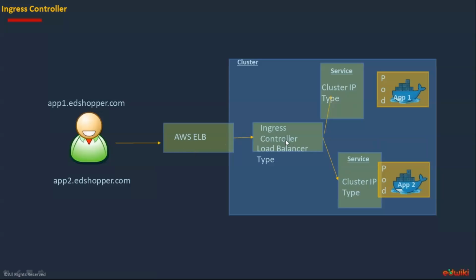The ingress controller is actually doing two things. One, it will take care of deploying a load balancer type of service to integrate with the AWS load balancers. Plus, whatever traffic it is receiving, it routes to the backend cluster IP services based on the rules that you define. Now, if you look closely here, the ingress controller is interacting with multiple services, correct?